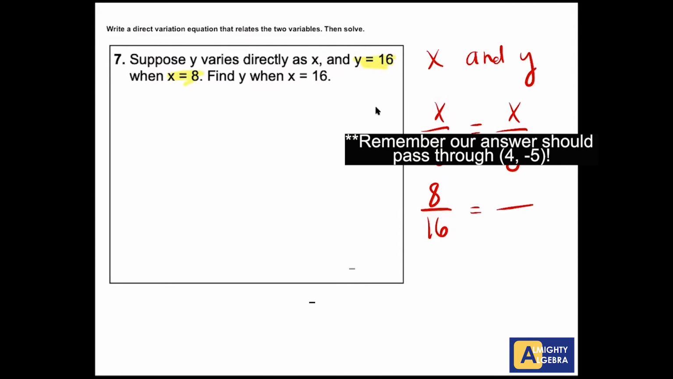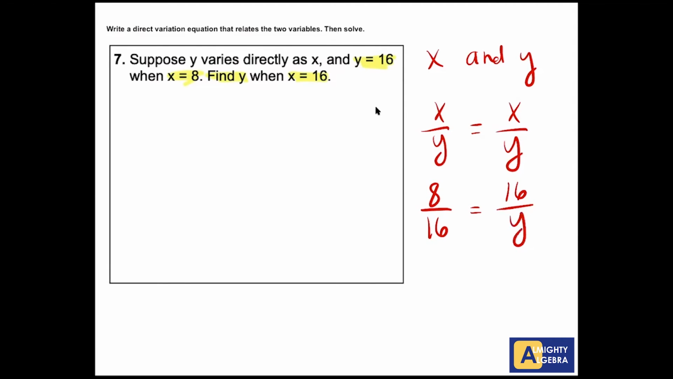Then the problem says to find y, so we know we're going to be solving for y when x equals 16. They give me x is equal to 16. Again, my x is in the numerator. It's on top, so I'm going to put the 16 here, not here in the denominator. So 16 on top, y in the bottom. The reason I'm putting y in the bottom is because my y is unknown. I need a variable to represent it.